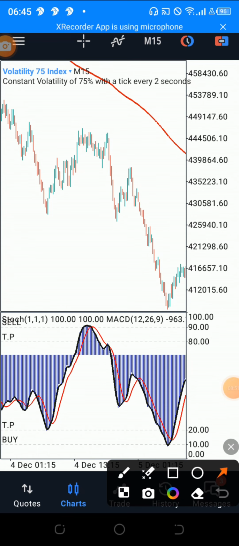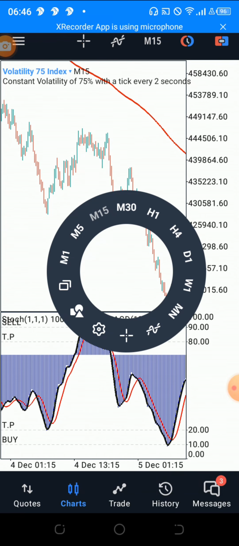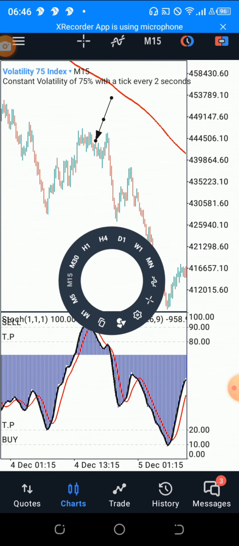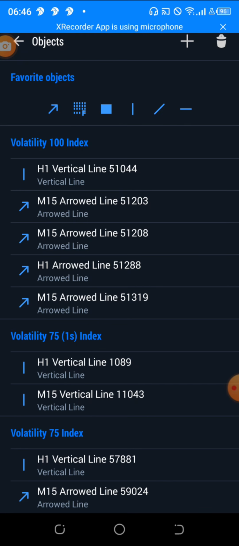We're going to sell from this level until price reaches here. So we're going to sell from here. Let me use horizontal lines and also arrows. We're going to sell here and we're going to exit somewhere around here.